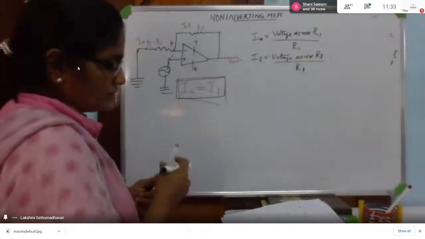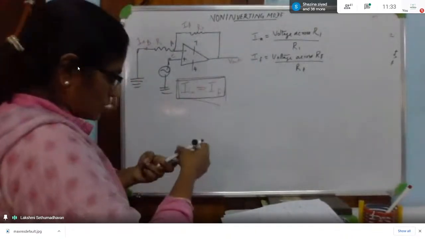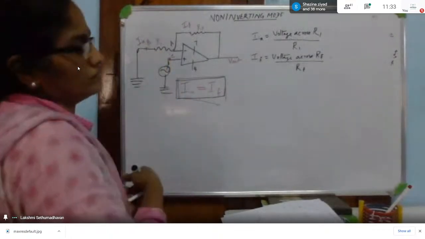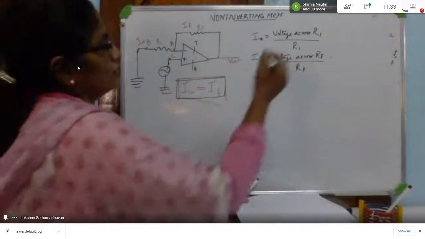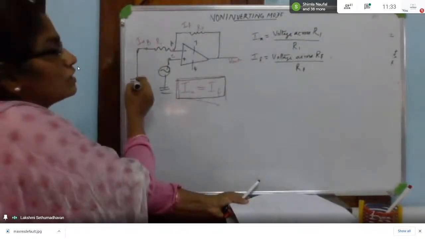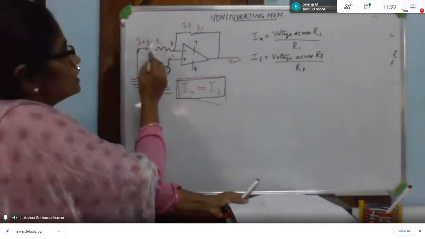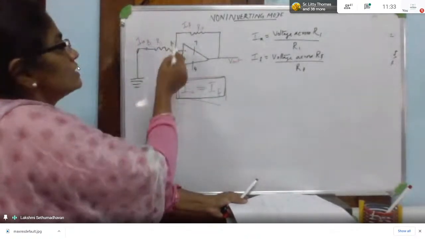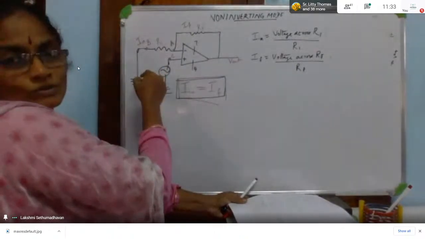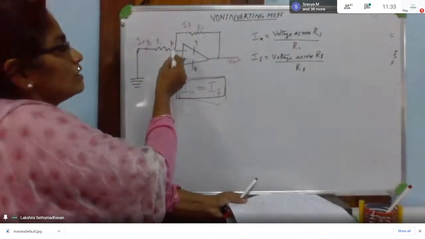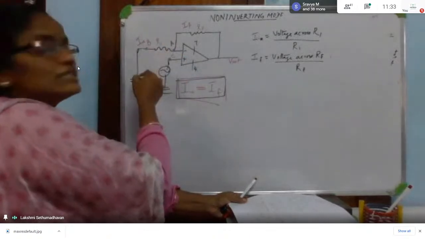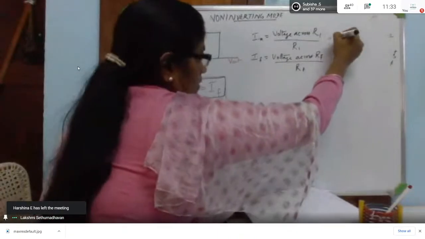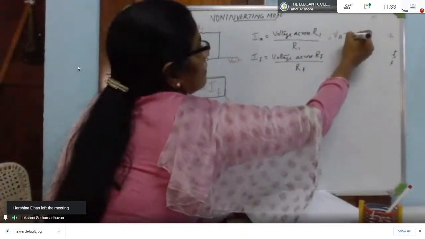Let's do it. IN is equal to the voltage across R1 by R1, isn't it? But here it is a ground over here, so I will put VA minus VB by R1, because this is a ground point now. Initially, this was a virtual ground point. Now this is a real ground.